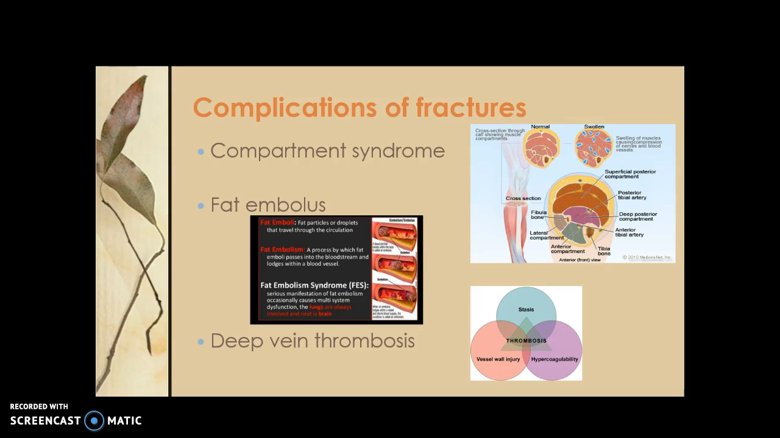Some of the complications of fractures that we're going to examine, one of them is compartment syndrome, which you should read up on and be familiar with. One is fat embolus. Now, we've talked about pulmonary emboli. This is a specific type of pulmonary embolus related to long bone fractures. And then deep vein thrombosis, which is a complication of immobility. And when you have a fracture, you do suffer some immobility, and you have to worry about whether or not someone is at risk for developing a DVT.